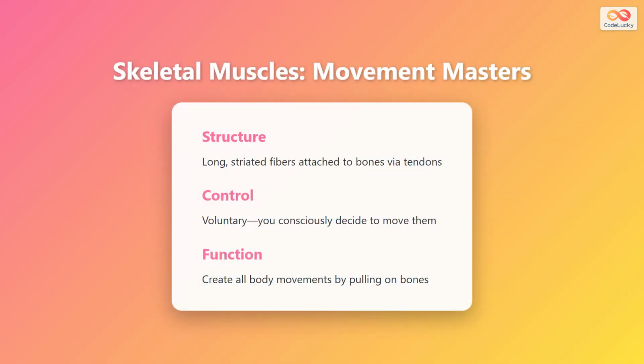Let's focus on skeletal muscles, the movement masters of your body. These muscles have a unique structure consisting of long, striated fibers. Striated means they have a striped appearance under a microscope. Skeletal muscles attach to your bones through strong connective tissues called tendons. What makes skeletal muscles special is that they're under voluntary control. This means you consciously decide when to contract them. Their primary function is to create body movements by pulling on the bones they're attached to.